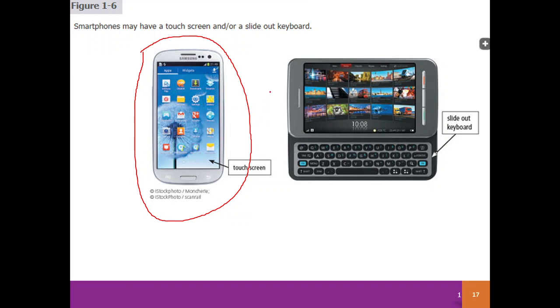This is another smartphone. It has a slide-out keyboard. So this is a keyboard that can slide out and in of the smartphone. So you can use the keyboard if you want to type something.